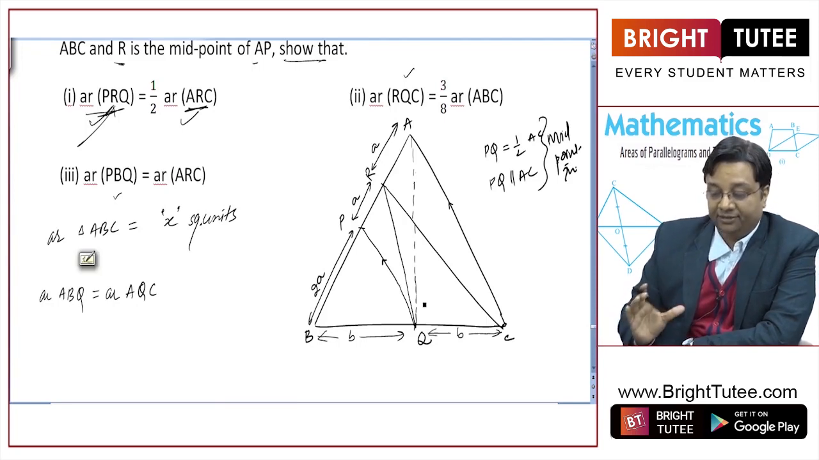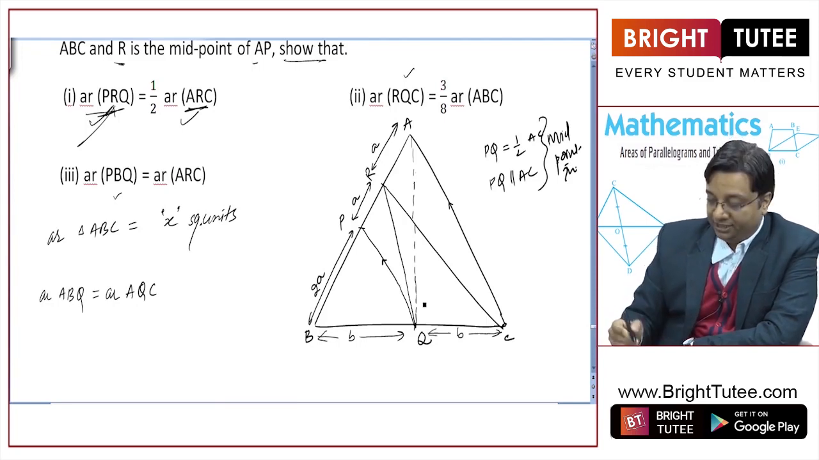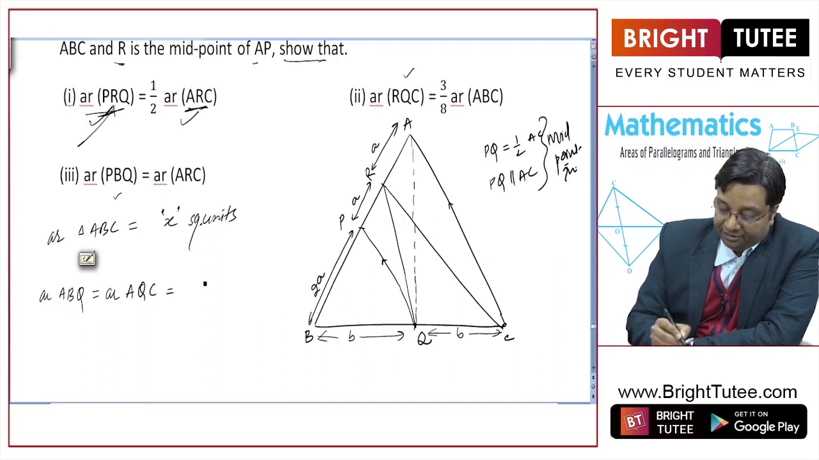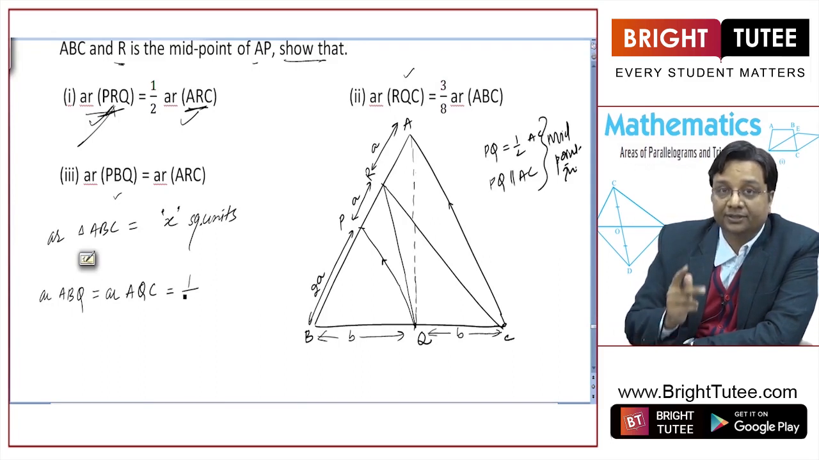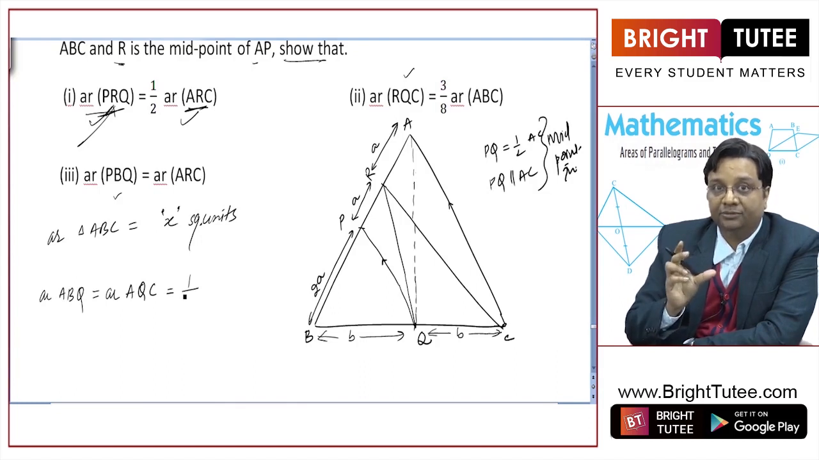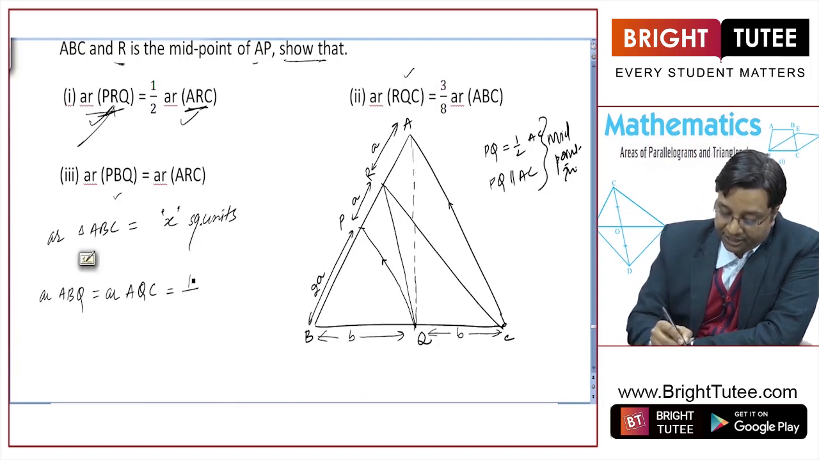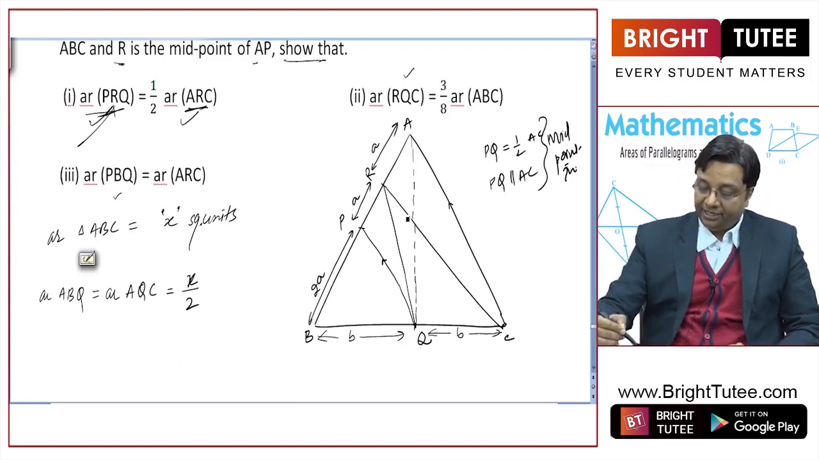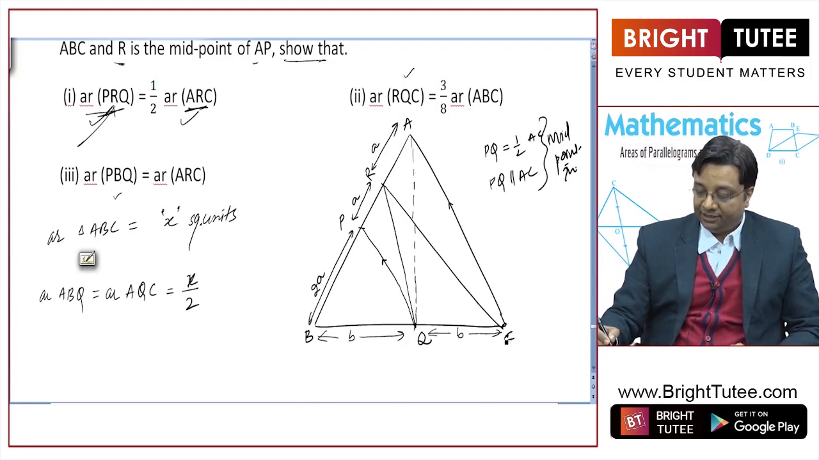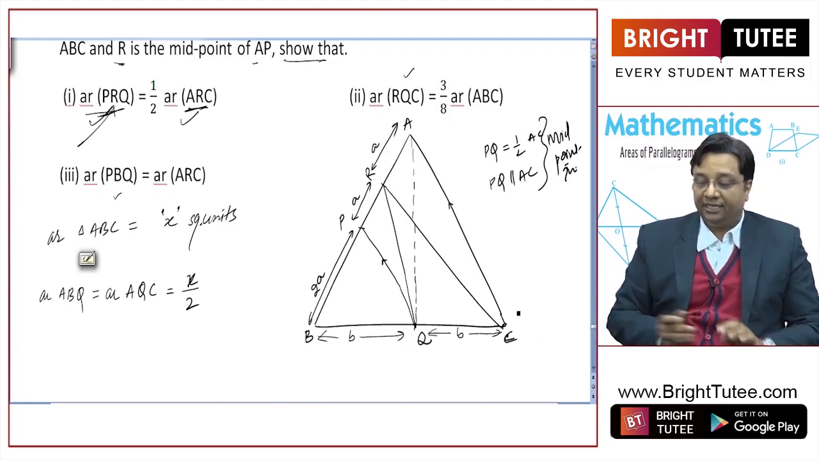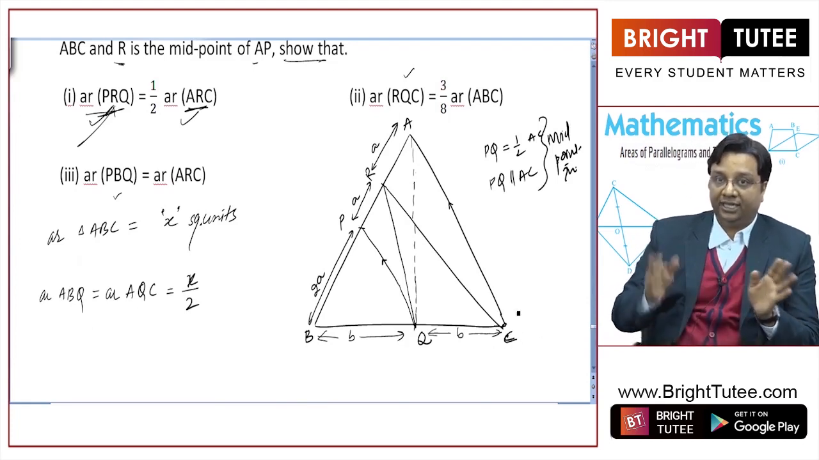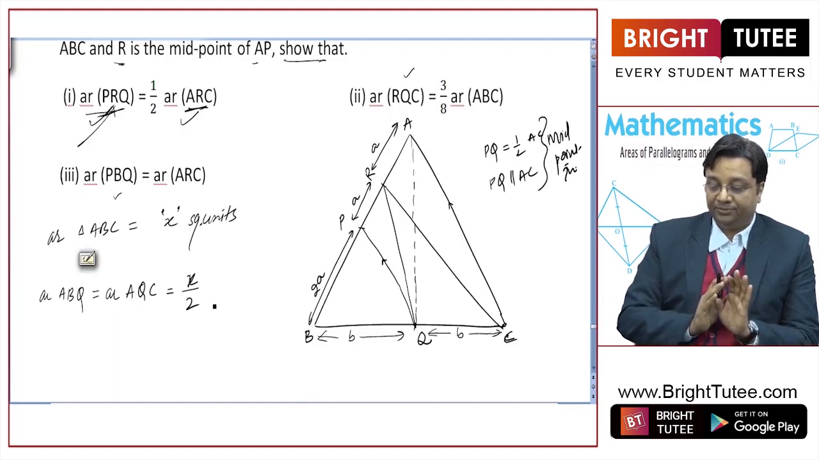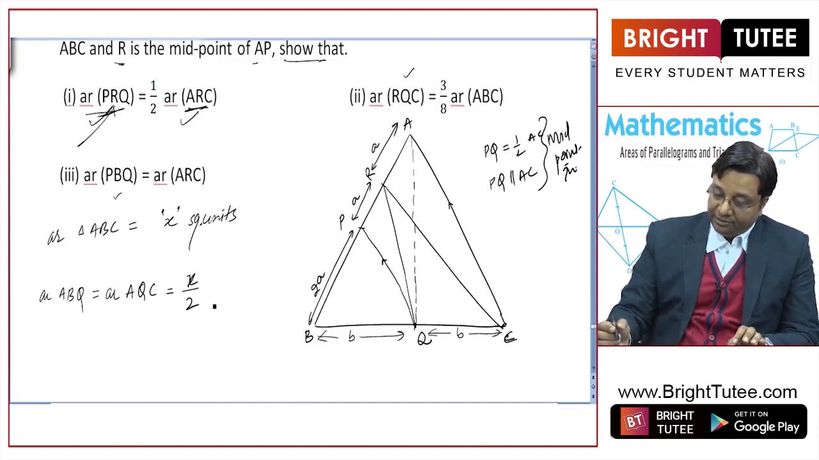AQ is the median for triangle ABC, right? Because Q is the midpoint. So it will divide this triangle ABC into two halves in terms of its area. So these two areas are equal to X by 2 each, right? So AQC, this triangle, has got area equal to half the area of triangle ABC, that is X by 2, right? And the same for ABQ.